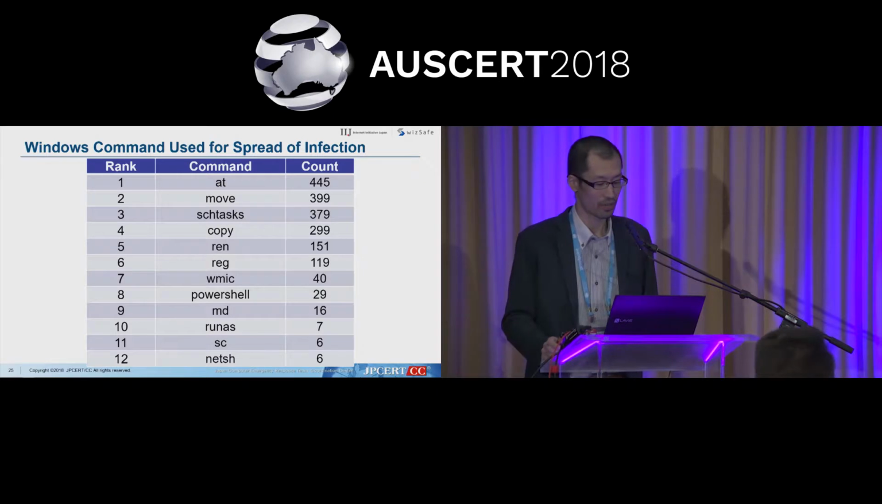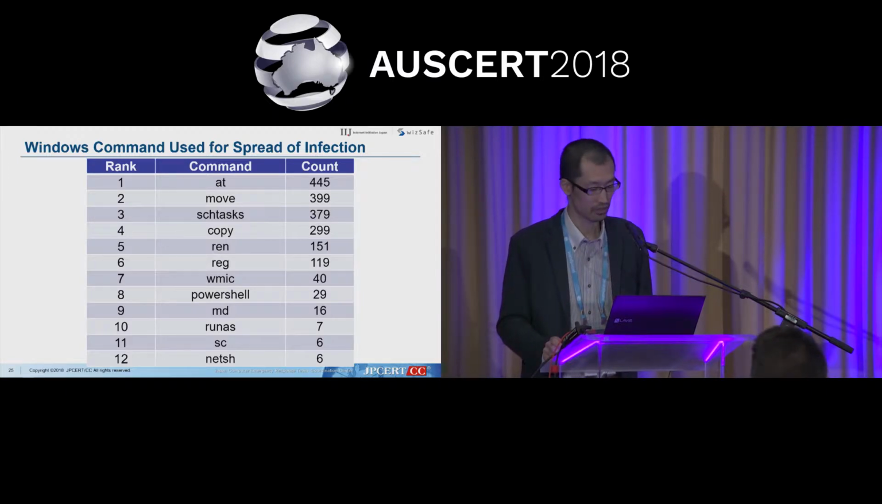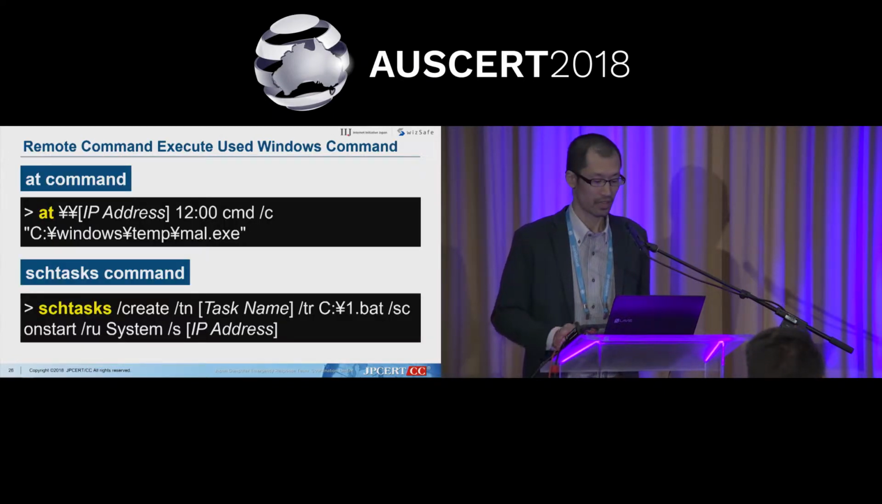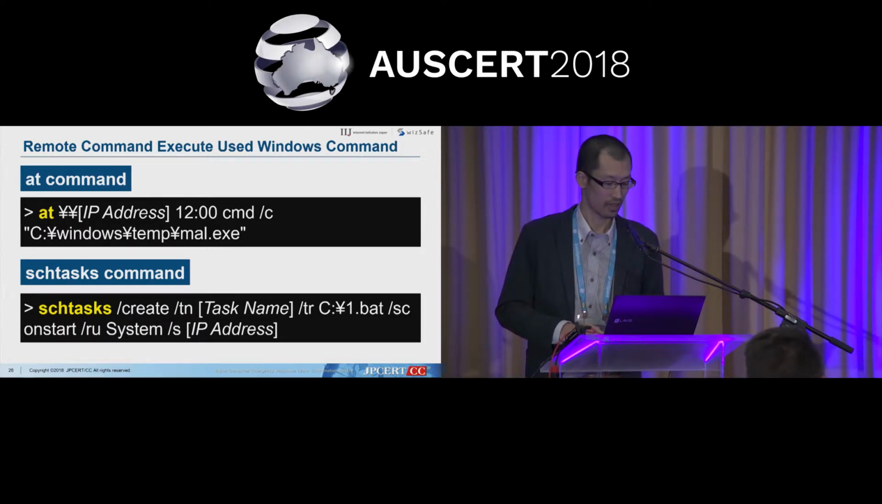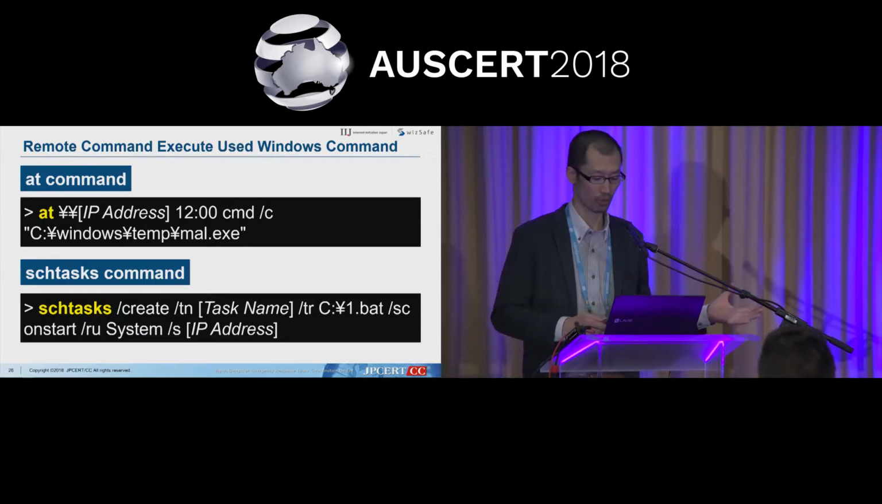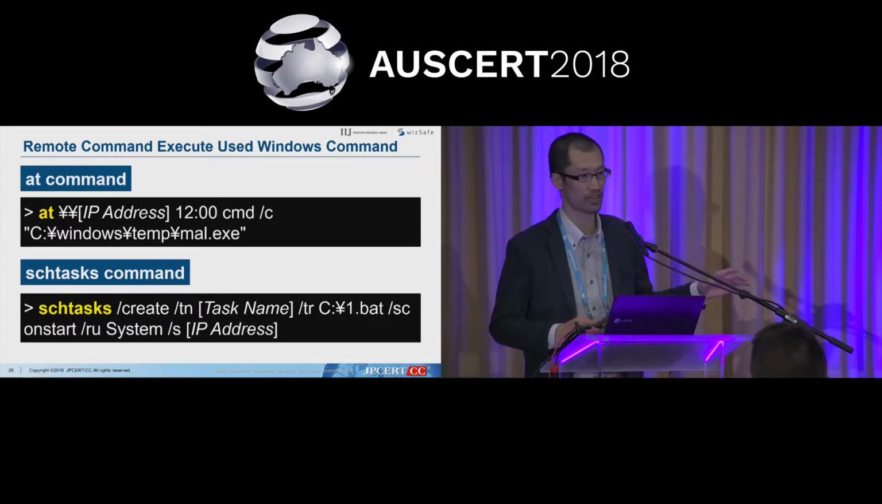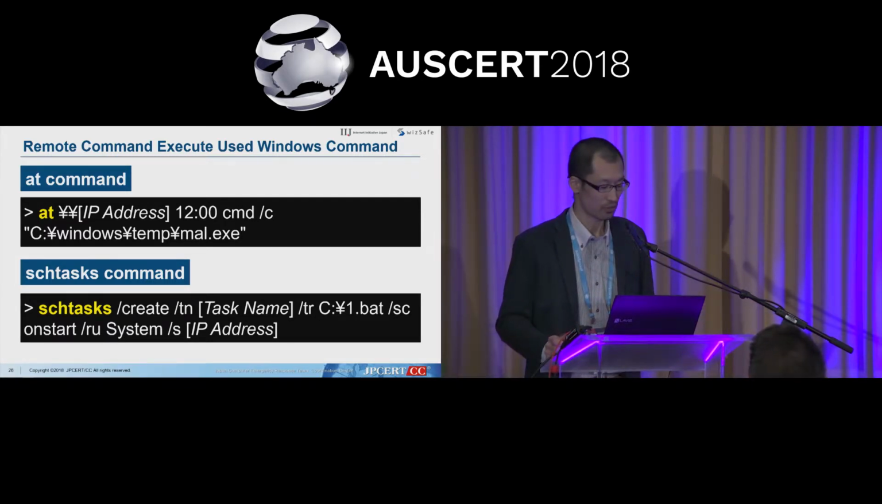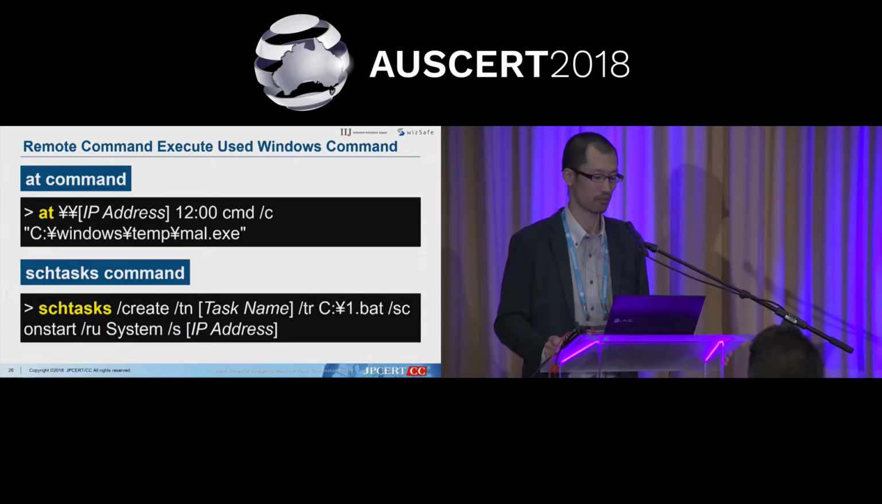WMIC is another method of remote command execution. Attackers use move, copy, and reg commands to install malware on the host. Here is an example of the AT command and SCH tasks. Attackers use the net use command to map a remote host with a network share. After that, they use the AT command and SCH tasks to execute malware.